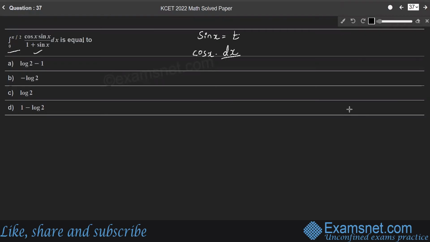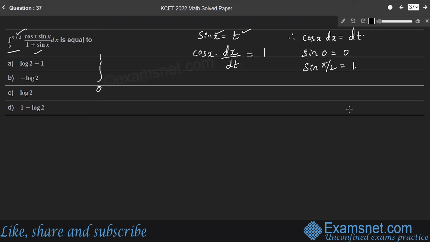Dx with respect to t, it is dx by dt is equal to... So derivative of RHS is dt with respect to t. dt by dt is 1. Therefore, we can write cos x dx is equal to dt. The limits are 0 to pi by 2 according to the expression. When x is 0, sin x becomes sin 0, which is 0. When x is pi by 2, sin pi by 2 becomes 1. Sin 90 is 1. Therefore, the limits are 0 to 1.